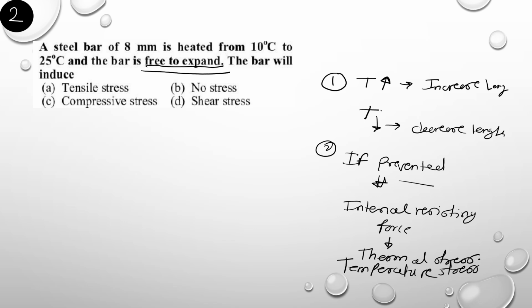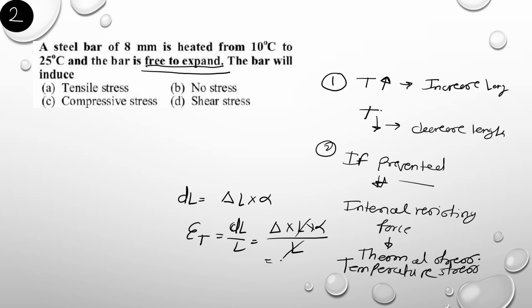So what is the change in length? The change in length we represent as dL, which is delta into L into alpha. The thermal strain is nothing but the change in length to the original length. So delta into L into alpha divided by L, L cancels, so delta into alpha is nothing but epsilon t. But in this question they mention free to expand. Free to expand means no restriction or no prevention, and no restriction means no stress.